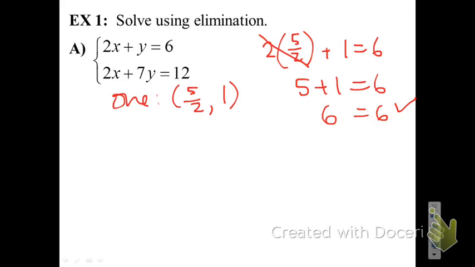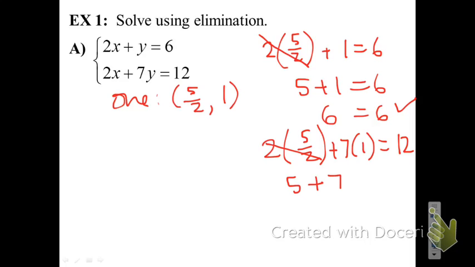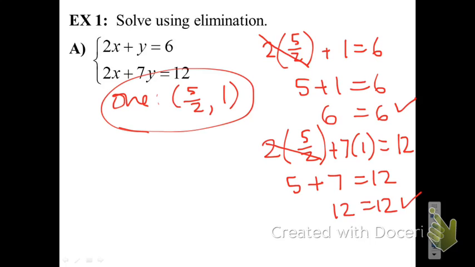Now, just because it's true in the top equation does not mean it's true in the bottom equation, so we check it as well. 2 times 5 halves plus 7 times 1, and we're checking to see if that equals 12. Again, these 2's will divide out, and you get 5 plus 7 times 1 is 7 equals 12, and we can see that 12 equals 12. It's true, so our solution does check, which means it's correct.